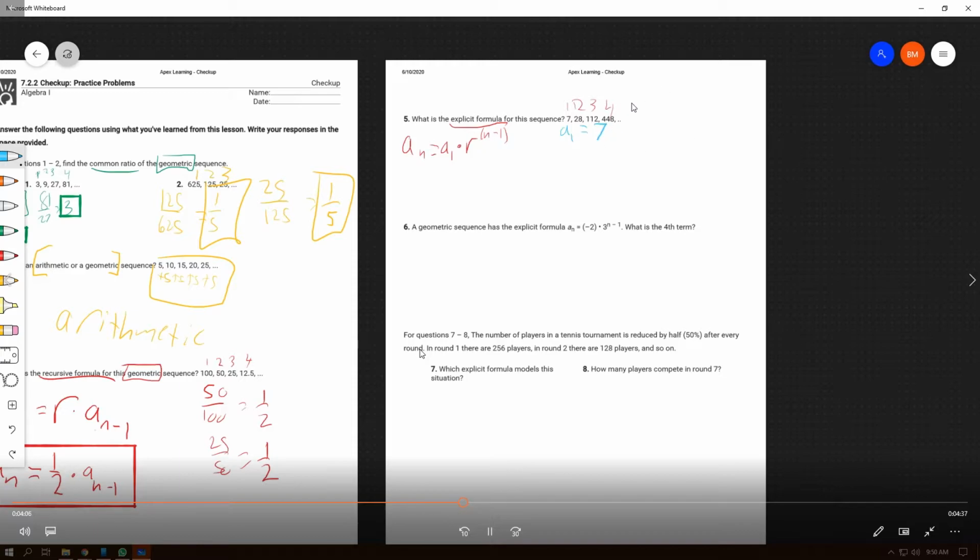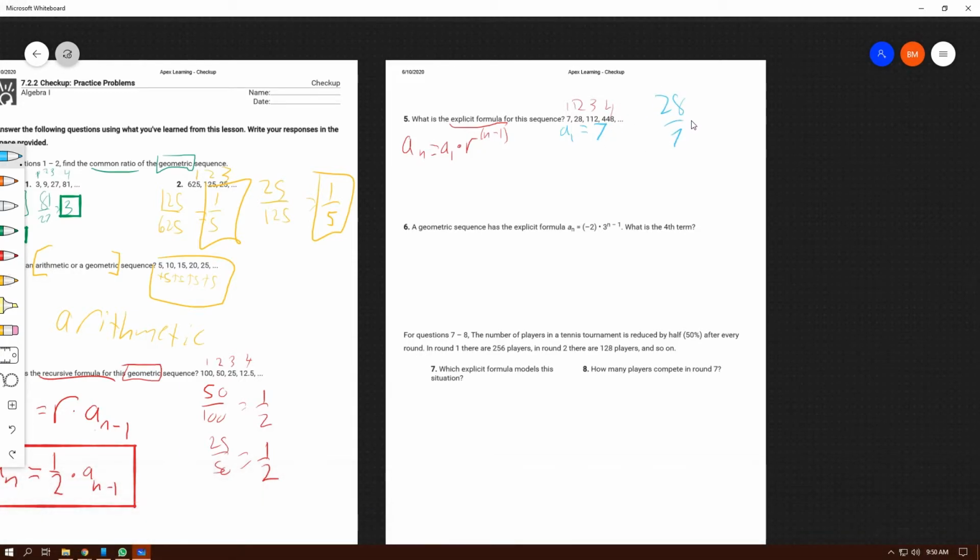Divide second one by the first one, third one by the second one, fourth one by the third one, fifth one by the fourth one, sixth one by the fifth one, seventh one by the sixth one, eighth one by the seventh one, ninth one by the eighth one. I can go on forever.